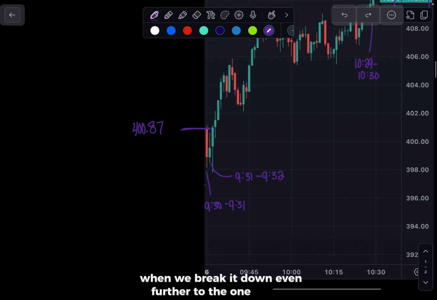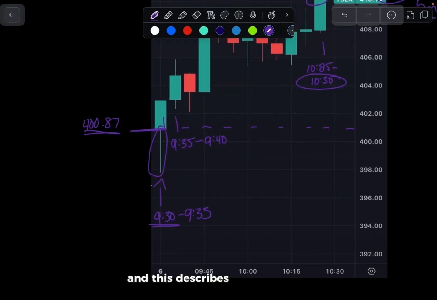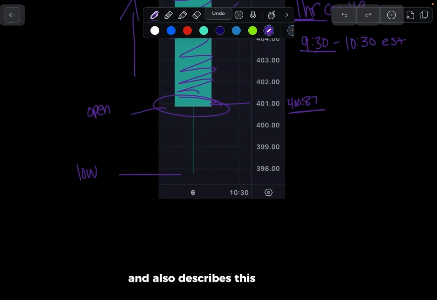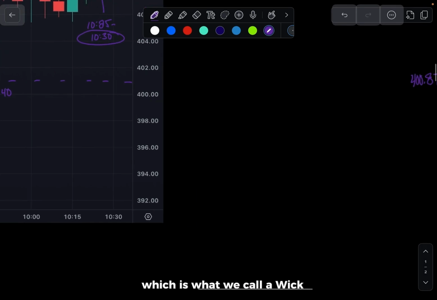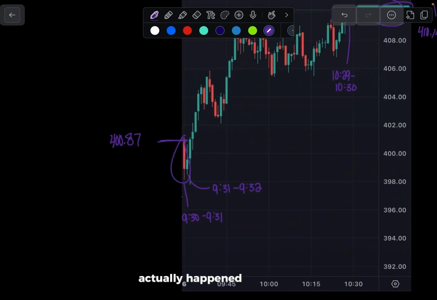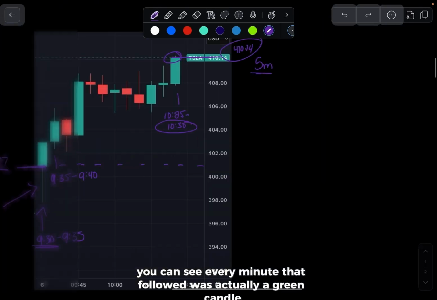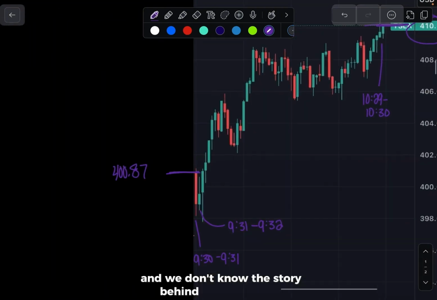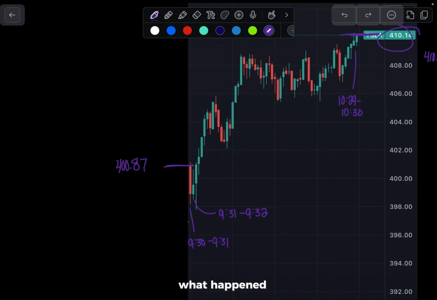When we break it down even further to the 1 minute, we could see that the first minute was actually a down candle. We can see the first minute was red. And this describes this story right here in the first 5 minutes, and also describes this story right here. So you can see that bottom, which is what we call a wick, actually happened in the first minute. After that, every minute that followed was actually a green candle. And in the 5 minute, we could see this red candle. We don't know the story behind this red candle, but we could see in the 1 minute, candle by candle, what happened.